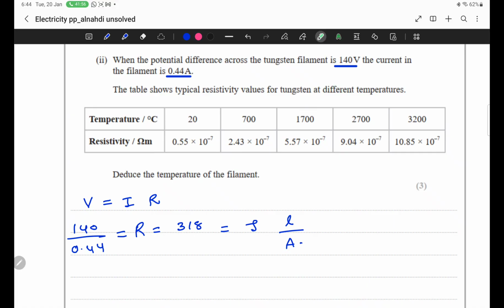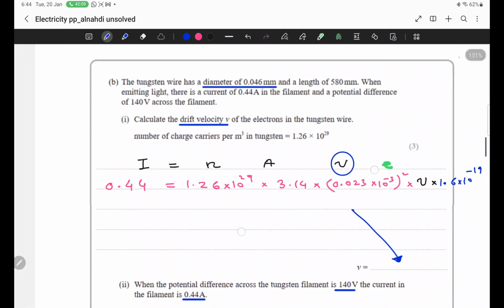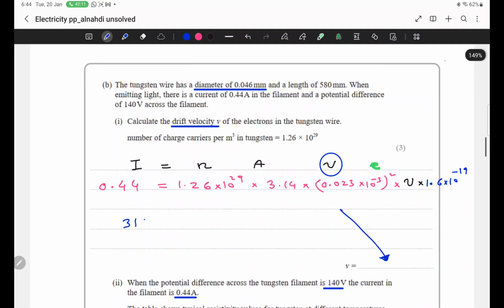So you should calculate resistivity, and once you have calculated it, we can decide what the temperature is. I am not solving this question; I am asking you to solve it. Resistance is 318. You have to calculate resistivity.